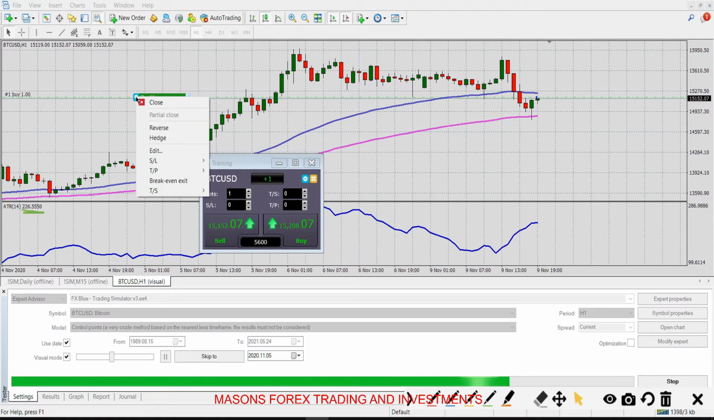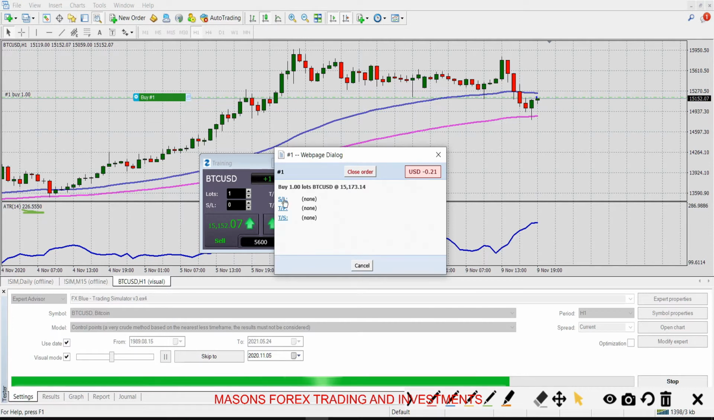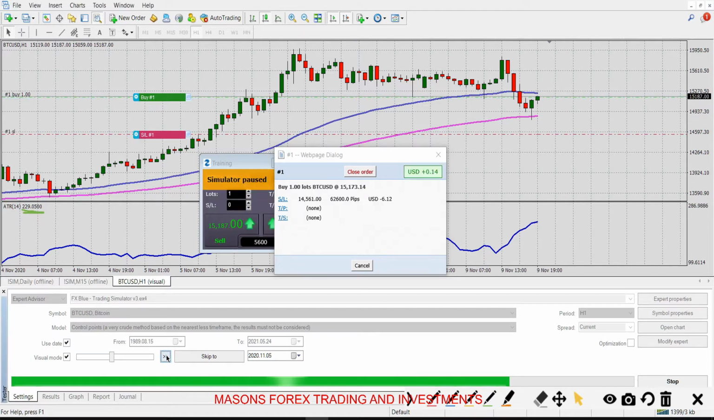I go to this blue button, then I click edit. So the approximate stop loss will be fixed price 14,561, and I set my stop loss. I run the simulator. You can see we potentially may lose $6.12, and this is a $1,000 account, so it falls very well in our risk parameters.